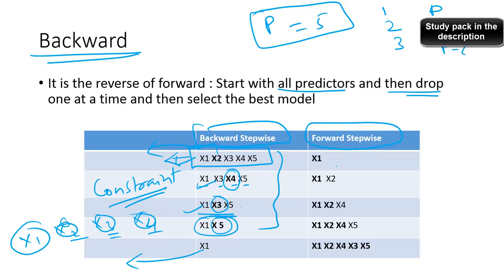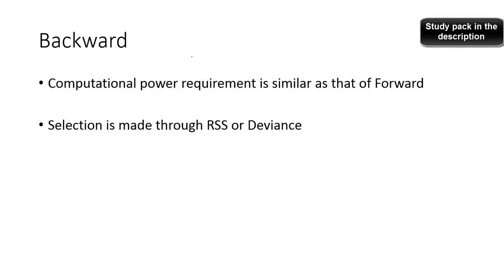On the other hand, in forward, you do the exact opposite, right? You start with one variable, keep that variable, and then add another. So in the 2 variable model, x1 has to be there. In the 3 variable model, x1 and x2, which have been retained in the 2 variable model, have to be there. So it's exactly the opposite of backward. The computational requirement is similar to that of forward, and the selection method is through RSS and the deviance that we have discussed.